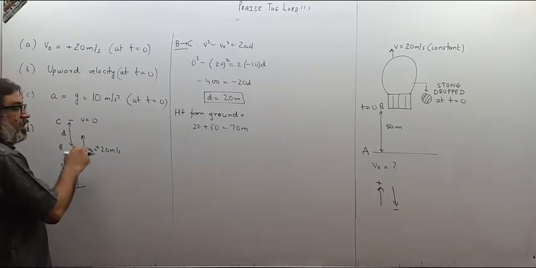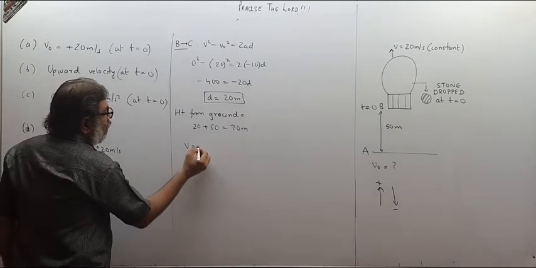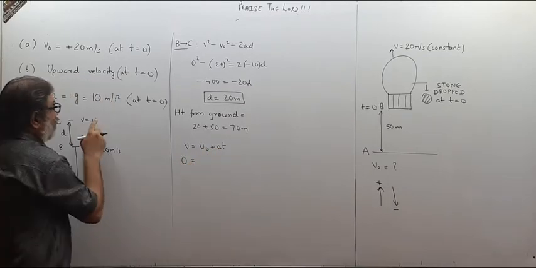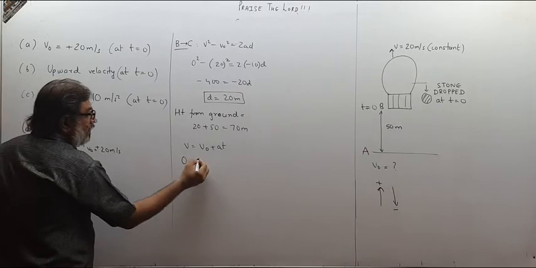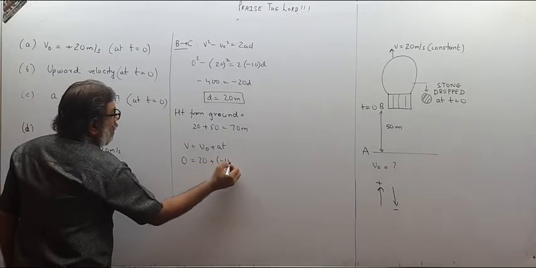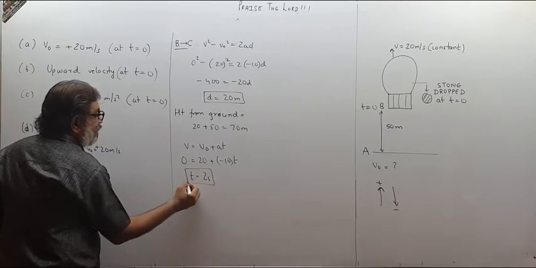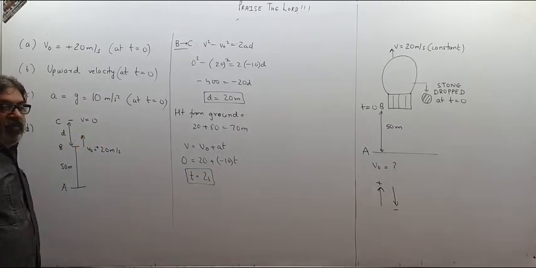In what time will it reach? So v equal to v0 plus at. Final speed will be 0 starting from here. This will be 20 minus 10t. So t equal to 2 seconds. After 2 seconds it will become stationary after climbing a distance of 20 meters.